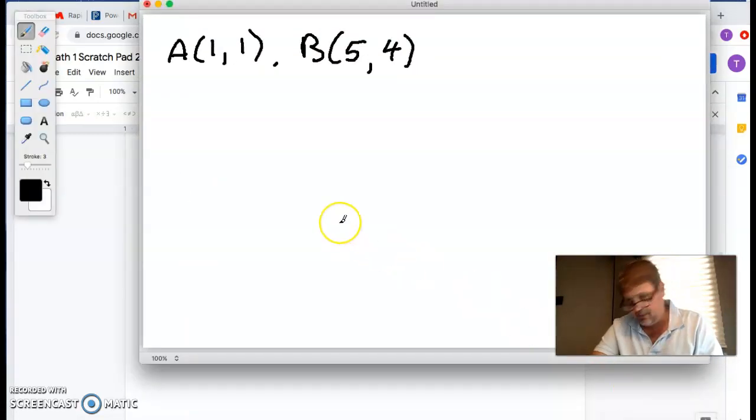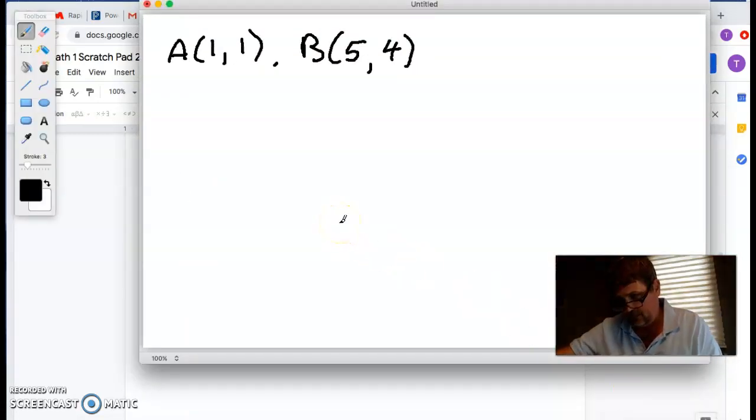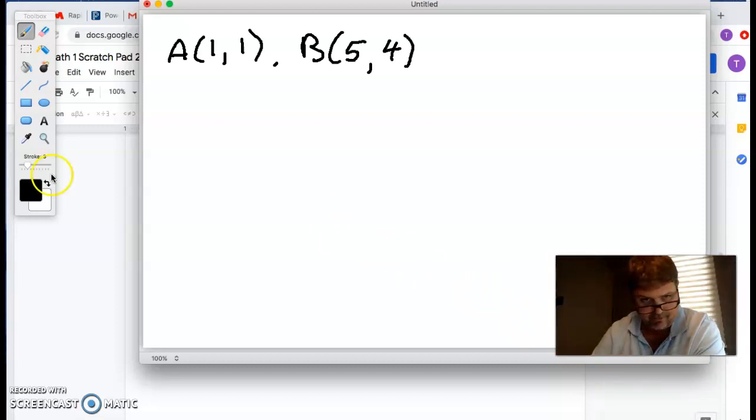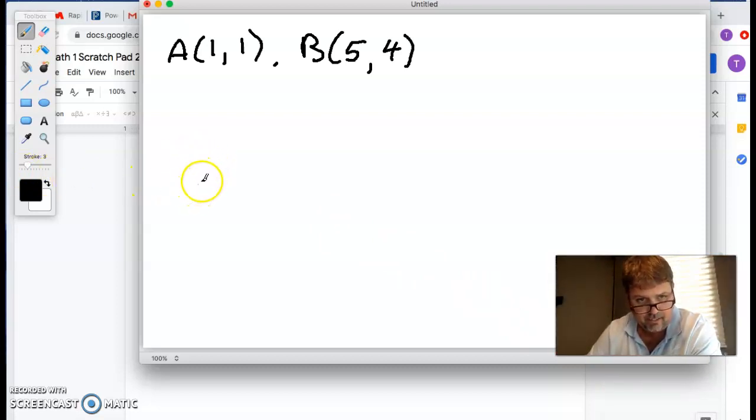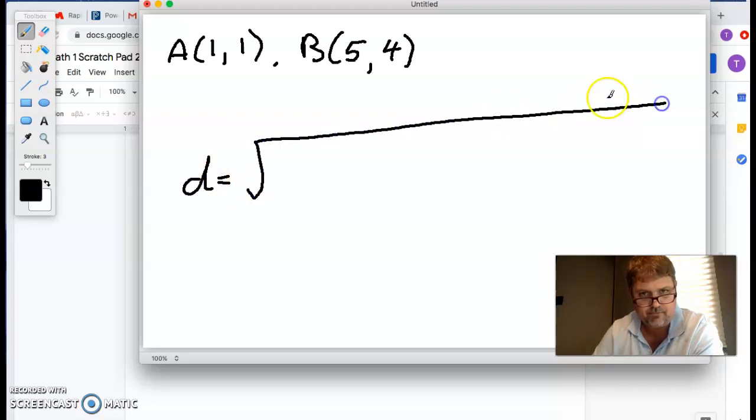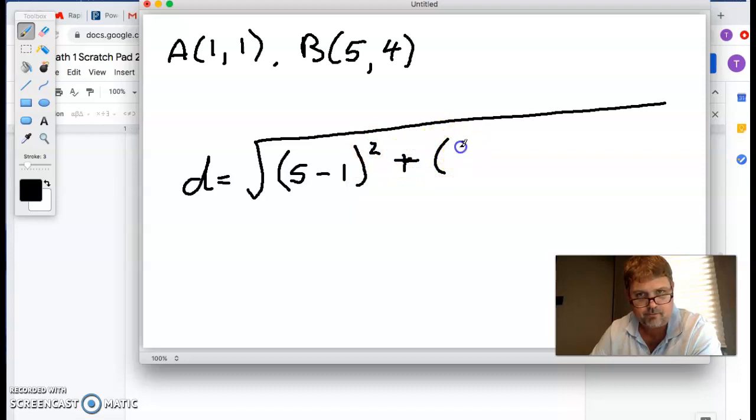So we'd come in here, and I've already written them down, and right away we'd say, okay, wait a second. I know that we had D, and that's equal to the square root of a bunch of stuff. Now, I know that's crooked, but it'll just have to be okay. All right, so I'm going to take the difference in my x values, 5 minus 1. I'm going to need to square that. All right, 4 minus 1. There's your y values. You're going to square that.